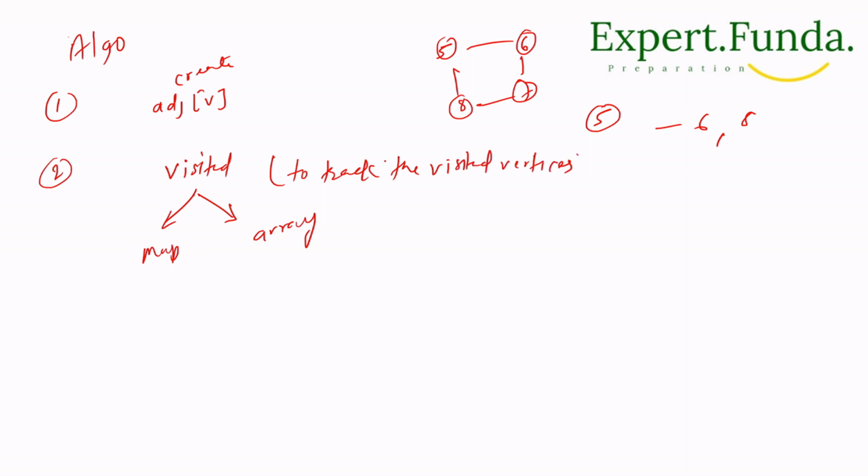In the third step, we'll take a counter and initialize it to 0. This is the number of components. It will give the number of components, right?